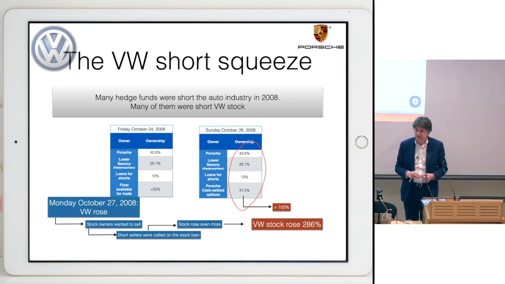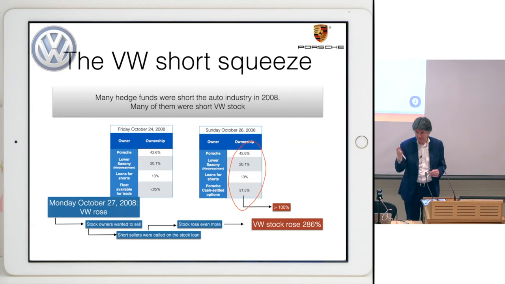Okay. That's what you do. You see that there's big danger happening. When the market opened in Frankfurt at 9 in the morning on Monday, the market opens at 9 in Frankfurt. Then what happened?